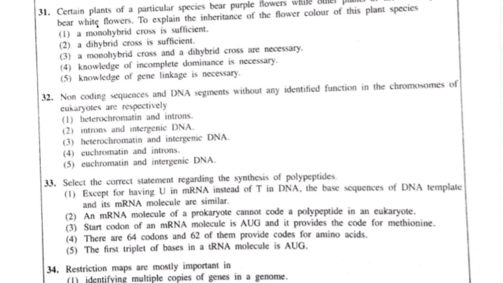Fourth statement is wrong, because yes, there are 64 codons, but only 61 will code for amino acids, not 62, 61. Fifth statement, the first triplet of bases in a tRNA molecule is AUG. That is wrong. It should be the anticodon of AUG. That means U, A and C. Answer is answer number 3.